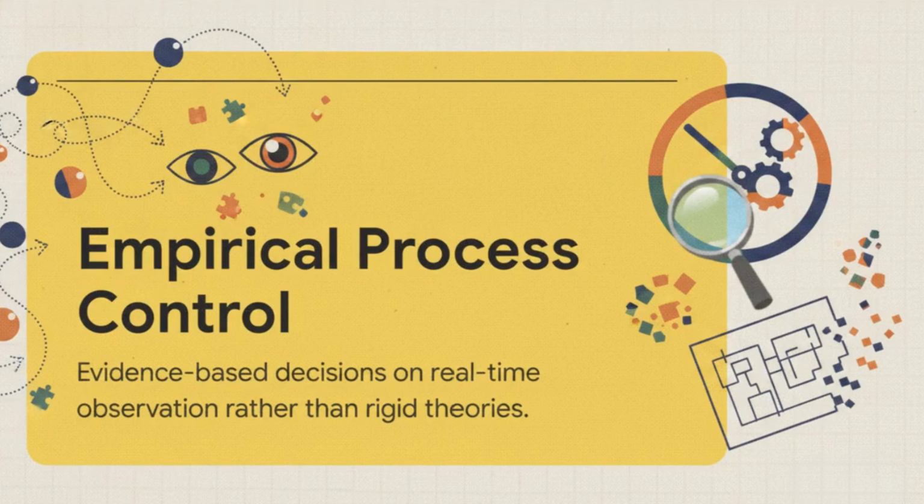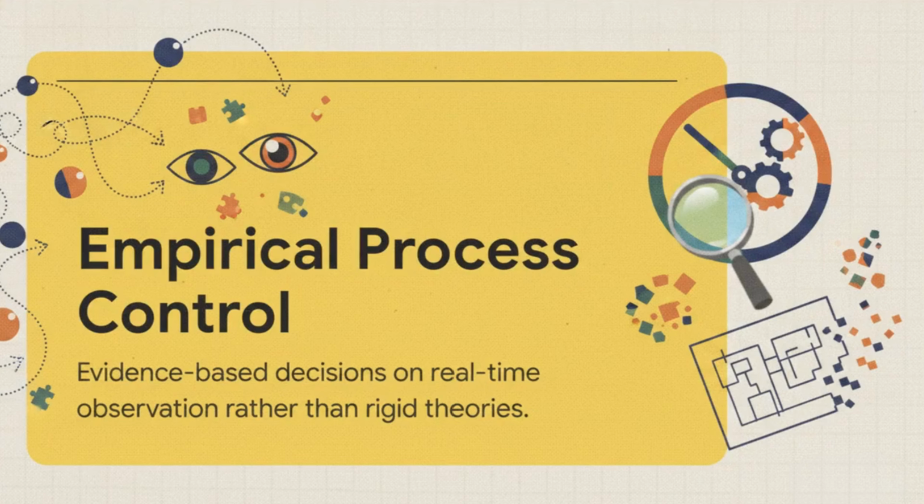Moving on to Section 2, Empiricism, the operating system. So if Agile is the vehicle, empiricism is the underlying operating system running it. It's the scientific mechanics powering this entire framework. Let's define this clearly because it's absolutely crucial. Empirical process control is all about making evidence-based decisions driven by real-time observation, rather than relying on rigid, upfront theories.